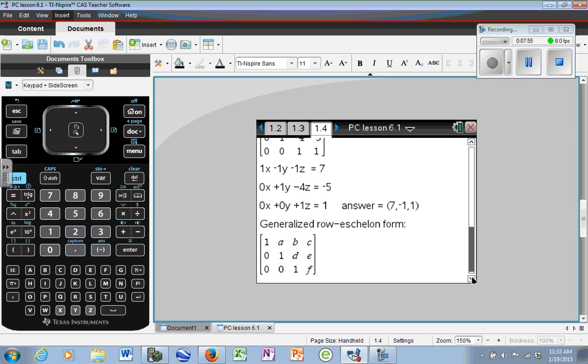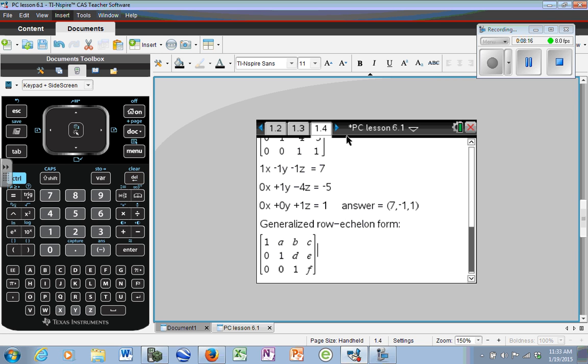Generalized in row echelon form, I'm going to take that out, I did that several times. We get this, it should be 1, number, 0, 1, number, 0, 0, 1, number. All this stuff always stays the same over here. That part never changes. That's row echelon form.